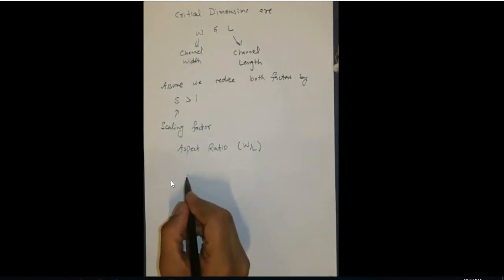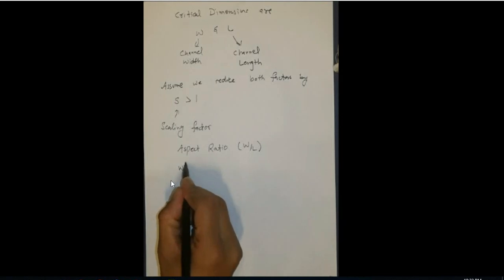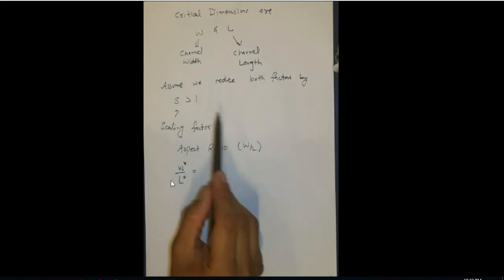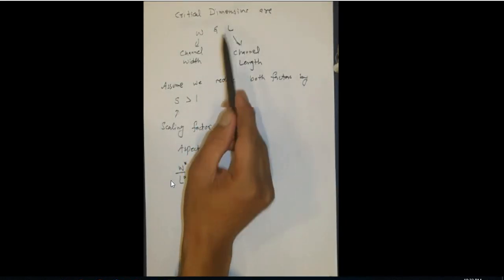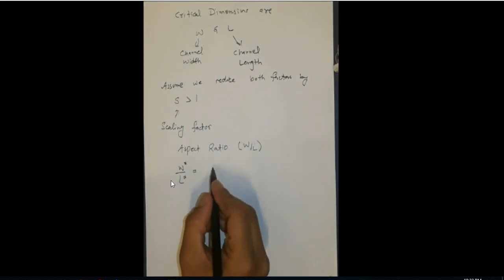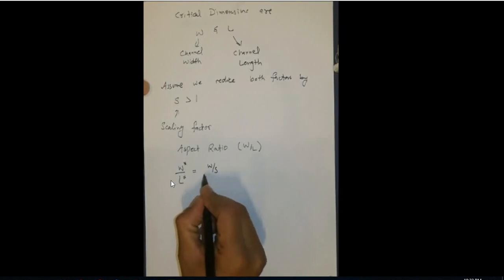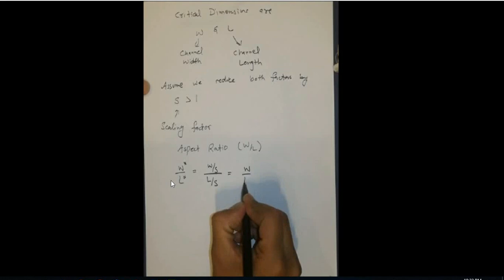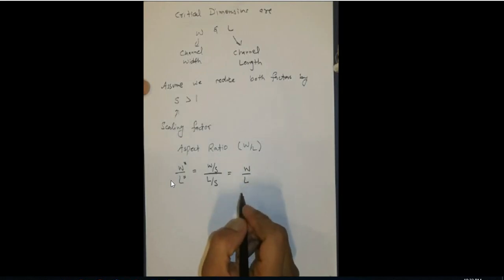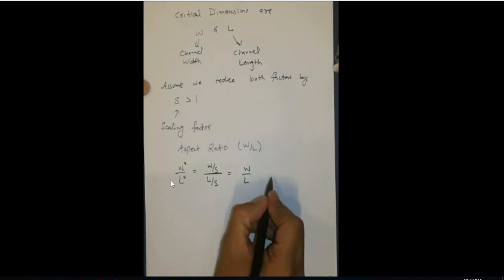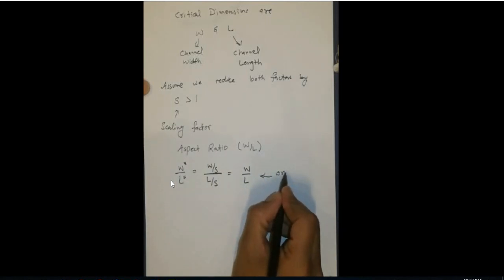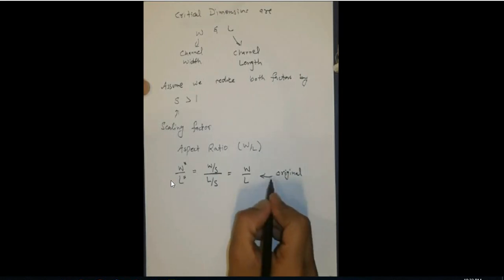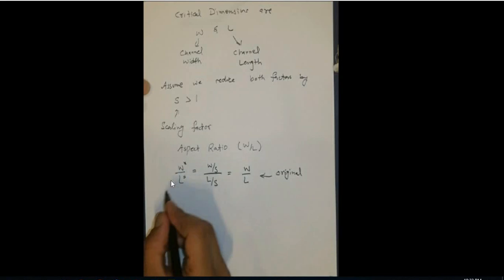If we find the updated aspect ratio, W star by L star, it will be given by the updated values: W by S and L by S. If we solve this expression, the two S cancel out each other, and we are left with W by L. So the aspect ratio does not change. It remains the same as the original.